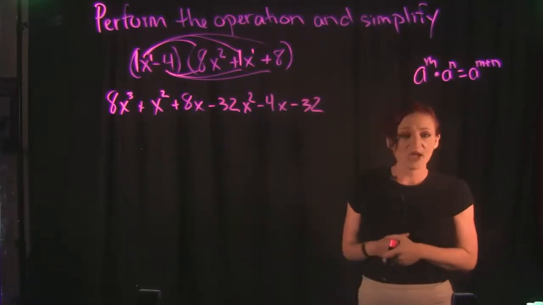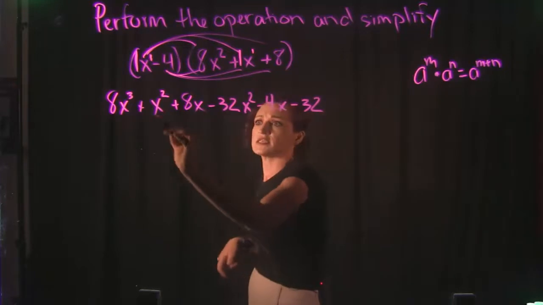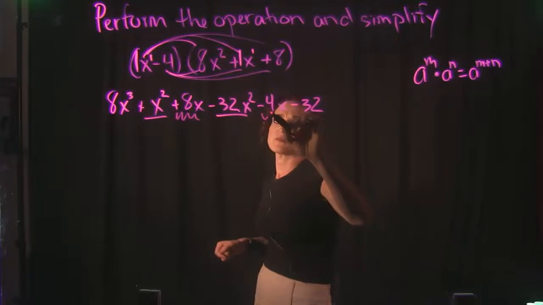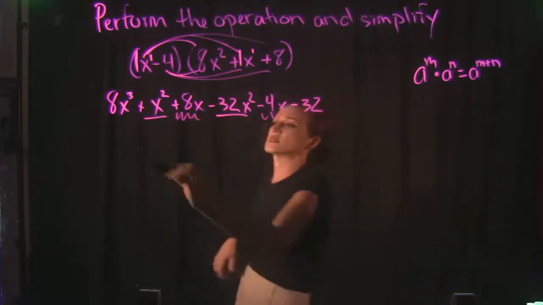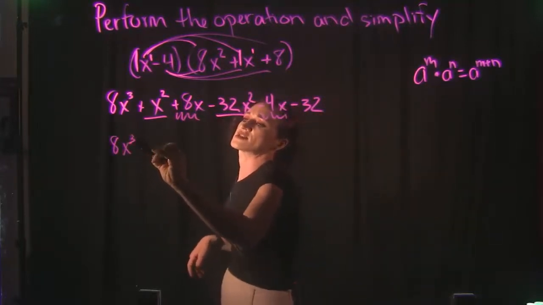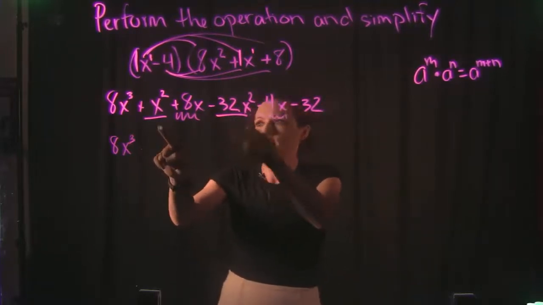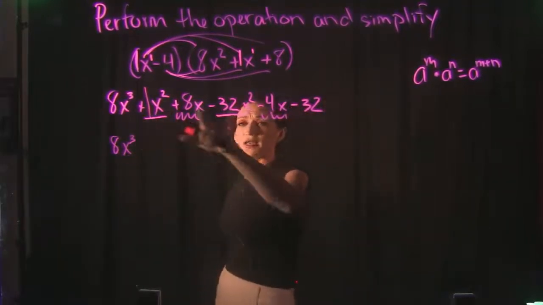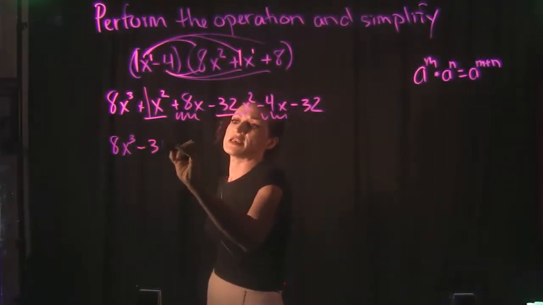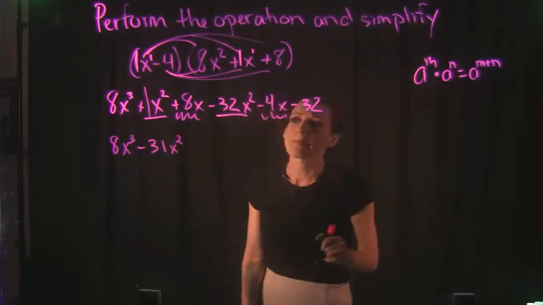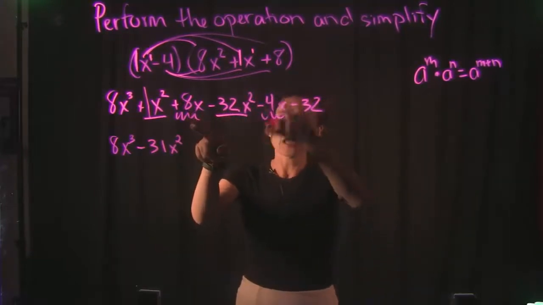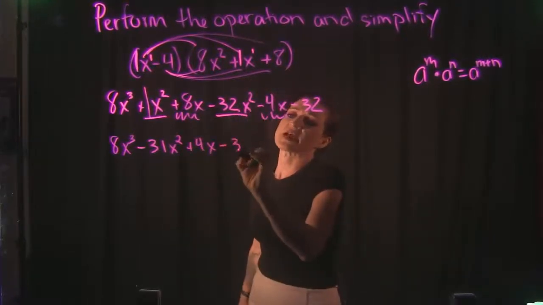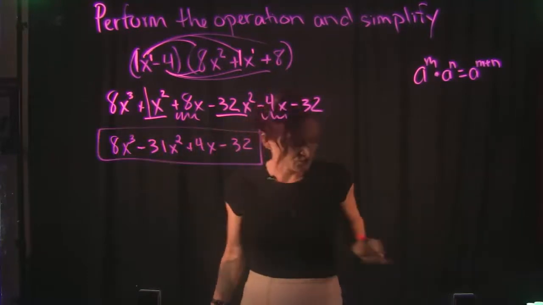Take a look at the problem you have and see if there's any like terms. I see x squared and negative 32x squared, and then 8x and minus 4x are also like terms. So I'm going to drop down the 8x cubed and combine our x squared terms. That is 1x squared minus 32x squared. 1 minus 32 is a negative 31x squared. And then our x's here, we have 8x minus 4x gives us 4x. And then drop down the minus 32.